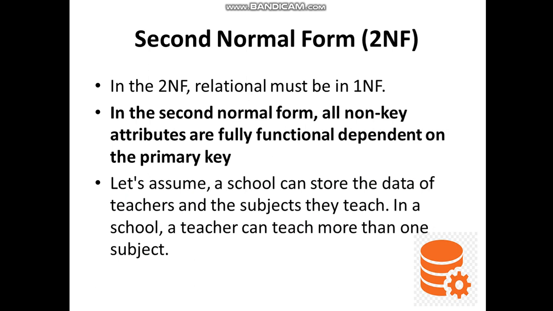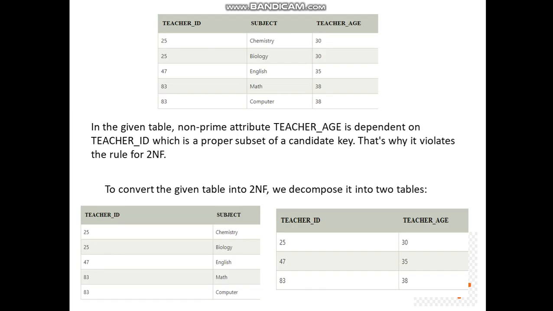Let's assume a school stores the data of teachers and the subjects they teach. In a school, a teacher can teach more than one subject, correct? So here is a table: teacher ID, subject and teacher age. Teacher ID is 25, 25, 47, 83, 83. In the given table, the non-prime attribute, that is teacher age, is dependent on teacher ID, which is a proper subset of the candidate key. That's why it violates the rule of 2NF, correct?